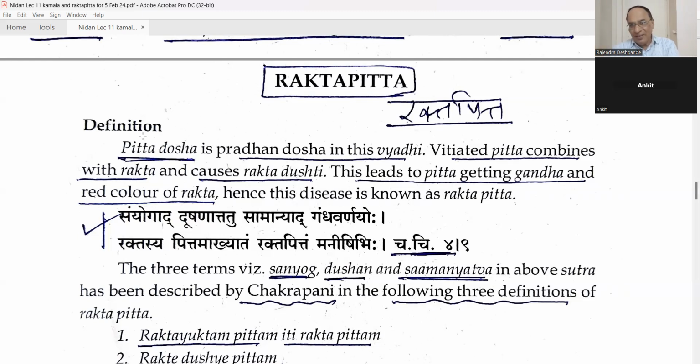In Raktapitta Vyadhi, you can consider many bleeding disorders, bleeding problems. For example, Urdhvaga Raktapitta, Adhoga Raktapitta, Tiryaka Raktapitta. When there is bleeding from the nose in the summer, May month, hot sun, bleeding from the nose, epistaxis. Tuberculosis, bleeding from the cough, hemoptysis.